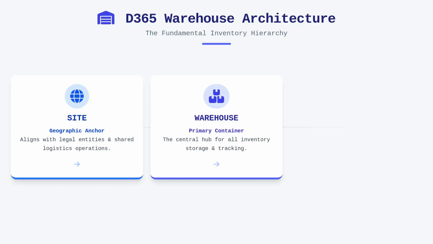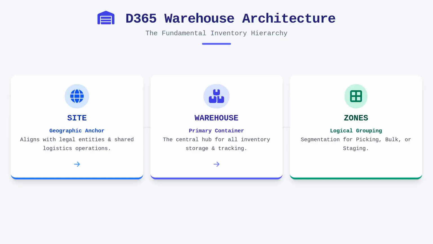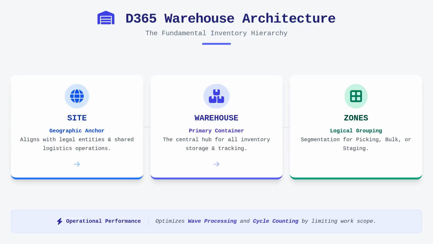Within the warehouse, clarity is achieved through the use of zones, which are logical groupings of locations that allow you to segment the warehouse space for specific operational purposes, such as picking, bulk storage, or staging. Effective segmentation ensures that your inventory management processes, like wave processing or cycle counting, remain performant by limiting the scope of work to relevant areas within the facility.